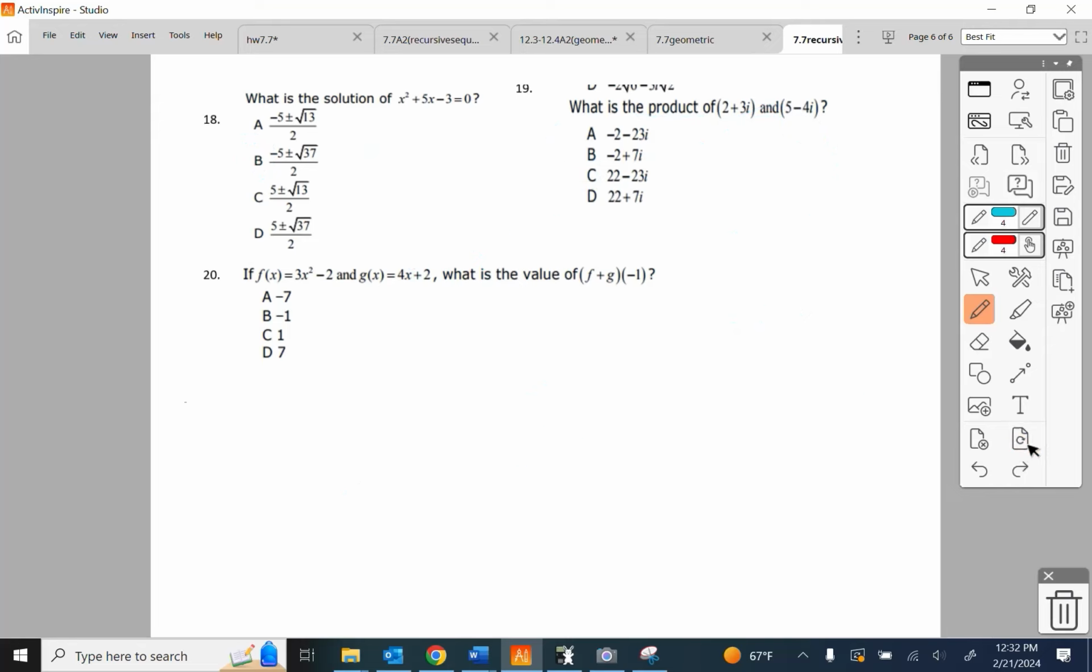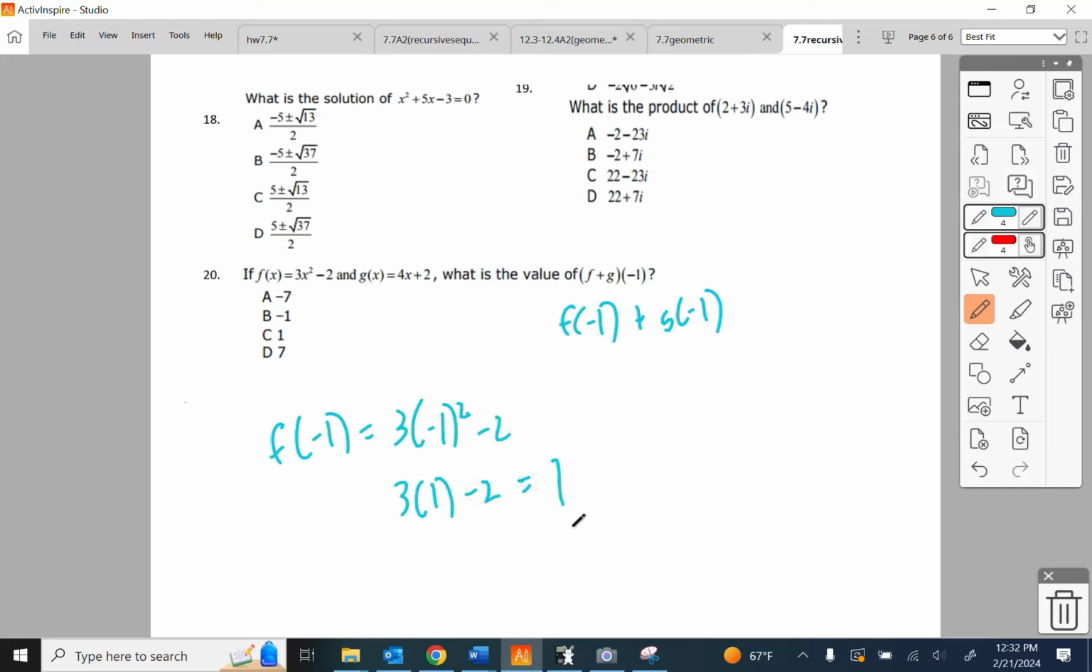Then we have a simple function composition problem. What is f plus g of negative 1? This means do f of negative 1 and add to it g of negative 1. That's all it means. So f of negative 1 is going to be 3 times negative 1 squared minus 2. That's 3 times 1 minus 2, which is 1. g of negative 1 is going to be 4 times a negative 1 plus 2, which is negative 2. And 1 plus a negative 2 is a negative 1. Done.